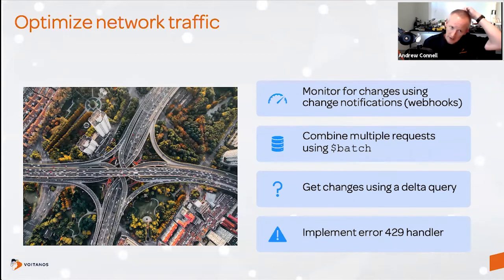The second one on the slide is combining multiple requests. One of the things that can trigger throttling is lots of traffic back and forth between you and Microsoft Graph. To avoid that, instead of making your app very chatty, say I need to create 4 users and then get a list of all the users. Instead of doing 5 requests, I could do 1 request that does all 5 of those things, send it to Graph, and let Graph do that work. I'll have 1 response that I get back, and then I can parse that response out. It's a lot less traffic back and forth.